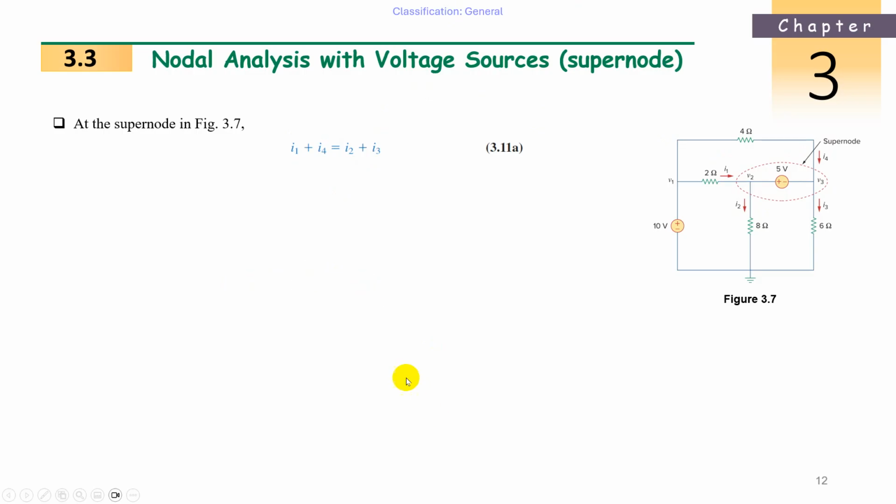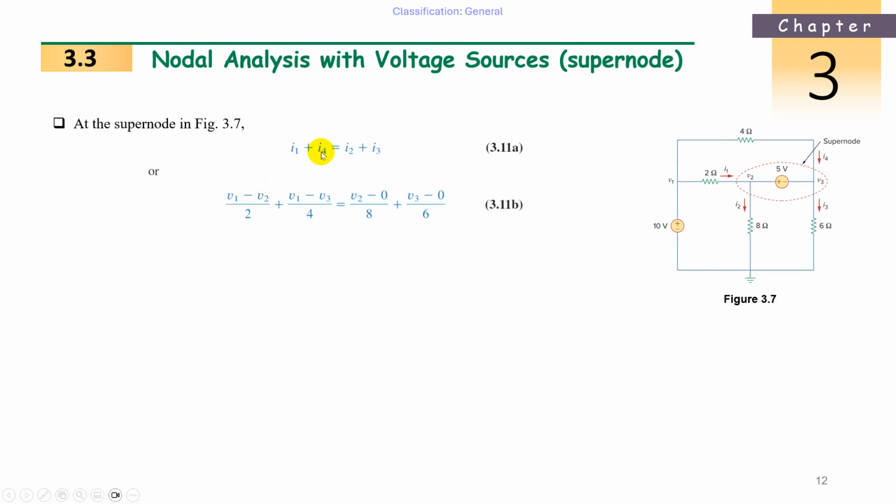So don't get confused here. The supernode property is like that. Just remove that voltage source, join these two nodes and write the KCL, Kirchhoff's current law. Take all the currents entering and all the currents leaving. So next, what is I1? Based upon the nodes V1 and V2, I1 is nothing but (V1 minus V2) divided by 2.